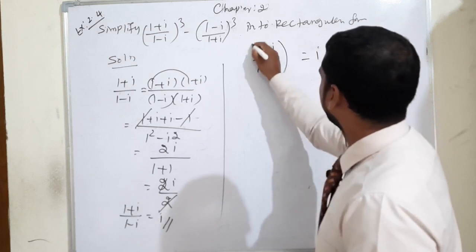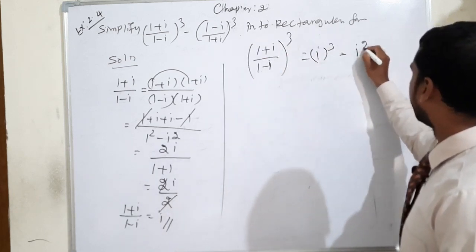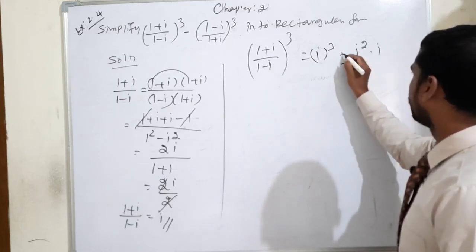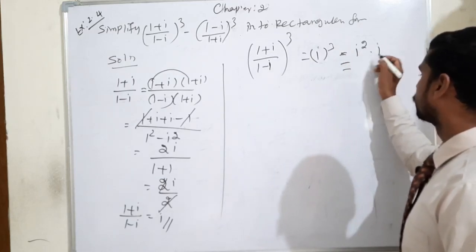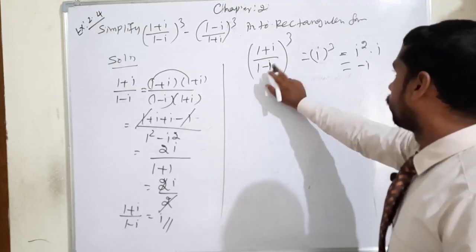i. The whole cube means here also i cube. What is the meaning of i cube? i square into i. i square has value minus 1. Therefore, minus 1 into i means minus i. This is (1 plus i divided by 1 minus i) the whole cube.